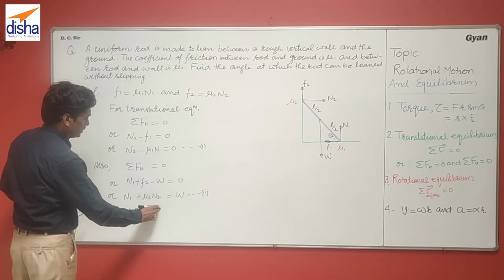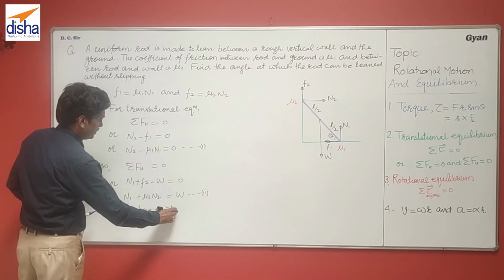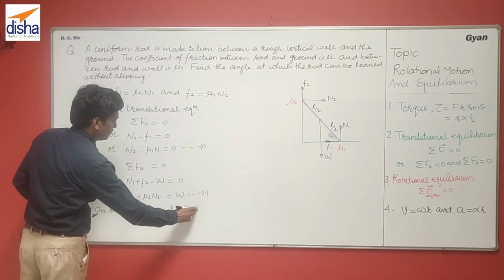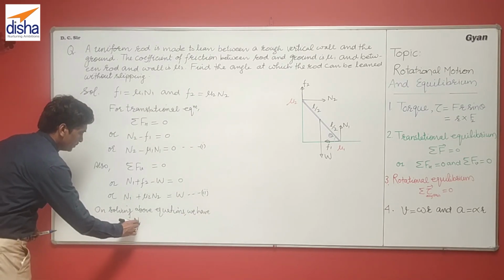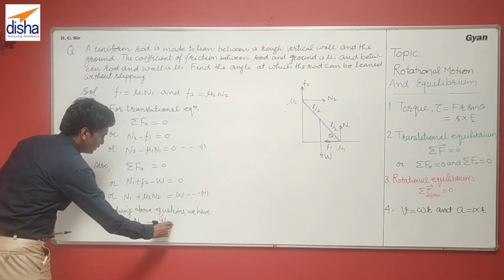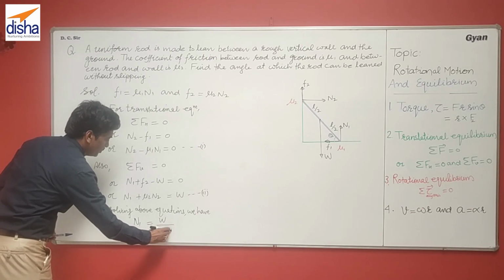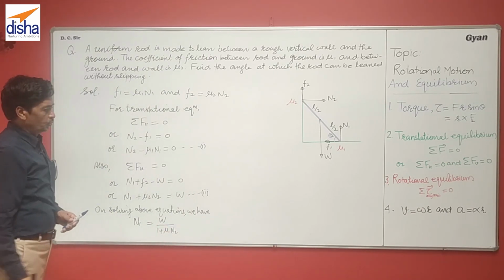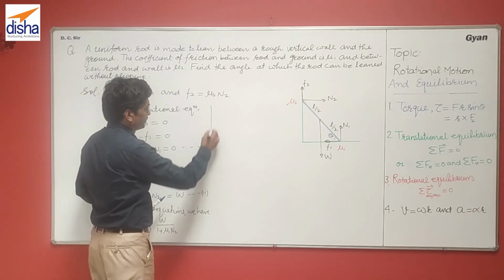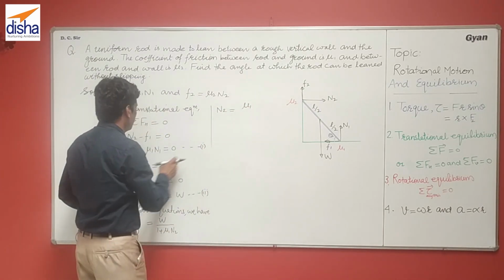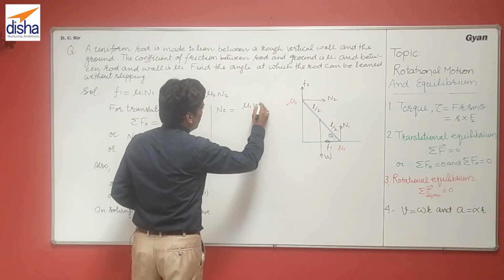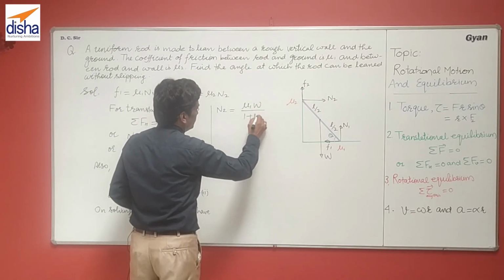On solving the above equations, we have N1 is equal to W upon 1 plus mu1 mu2, and N2 is equal to mu1 W upon 1 plus mu1 mu2.